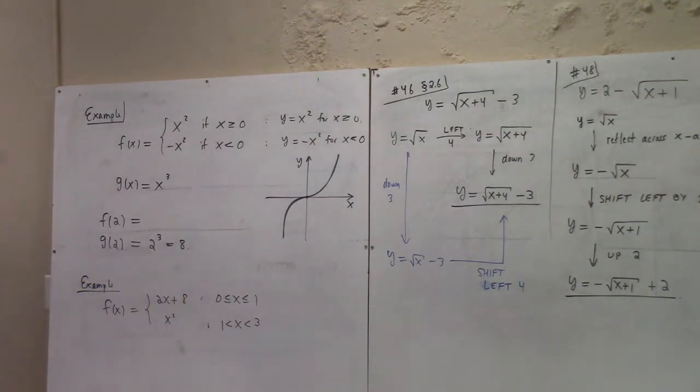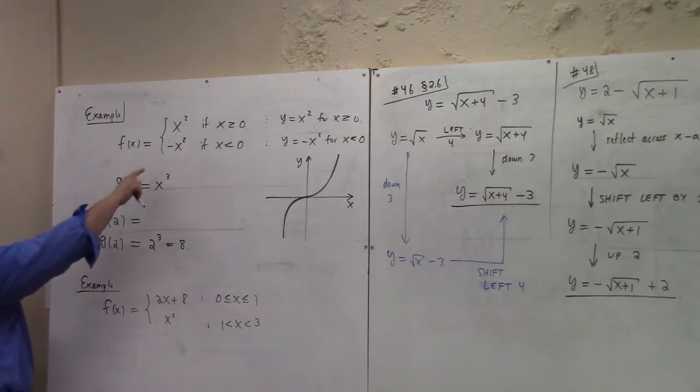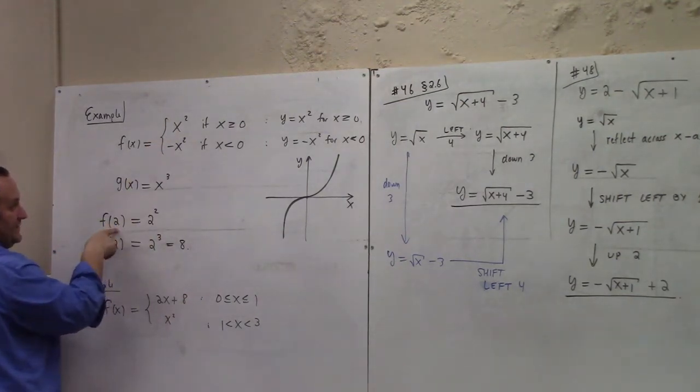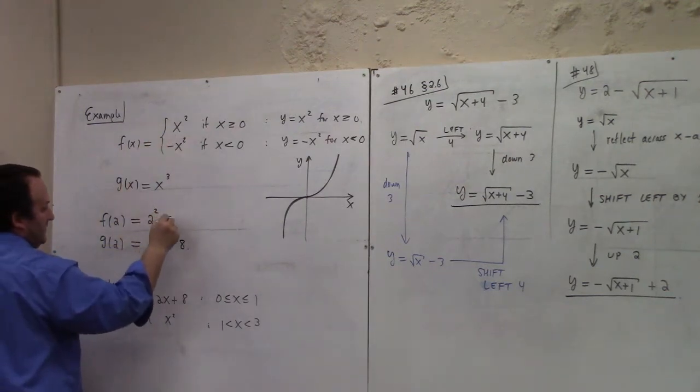There's another piecewise defined function. f of 2 here is given by 2 squared because is this a positive input? I mean, yeah, so it fits into case 1.